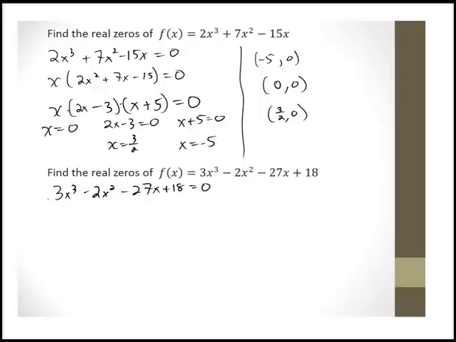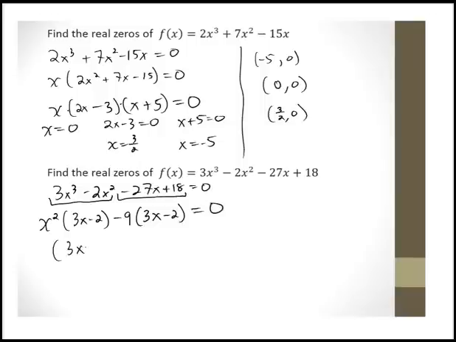So we group together the first two terms, and their common factor is x squared. So that's x squared by 3x minus 2. We group together the second two terms. Their common factor is negative 9. Negative 9 times 3x minus 2 is negative 27x plus 18. So this factors further as 3x minus 2 by x squared minus 9. And that x squared minus 9 factors as x plus 3 by x minus 3.